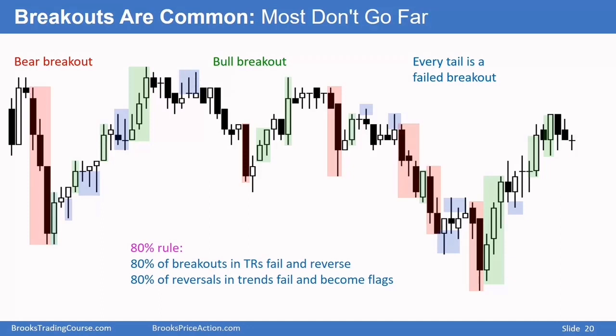That means they all represent failed breakouts. Tails at the tops of bars, failed bull breakouts. We have a bull flag. We tried to break out, failed. Tried to break out, failed. So every tail is a failed breakout attempt.